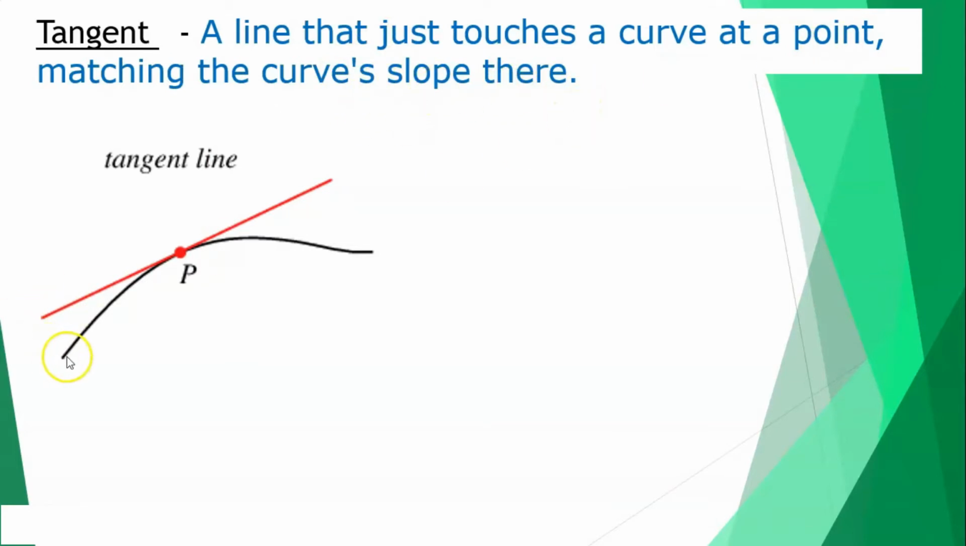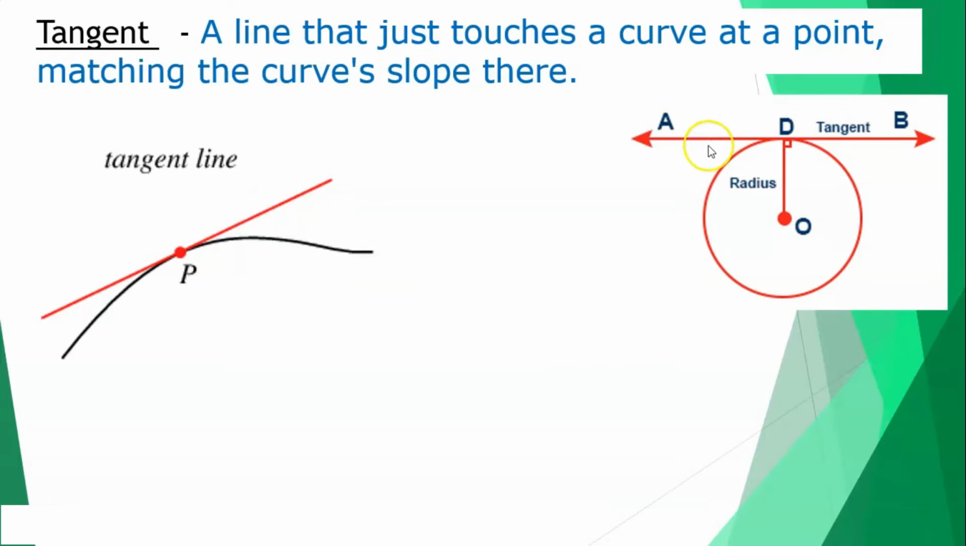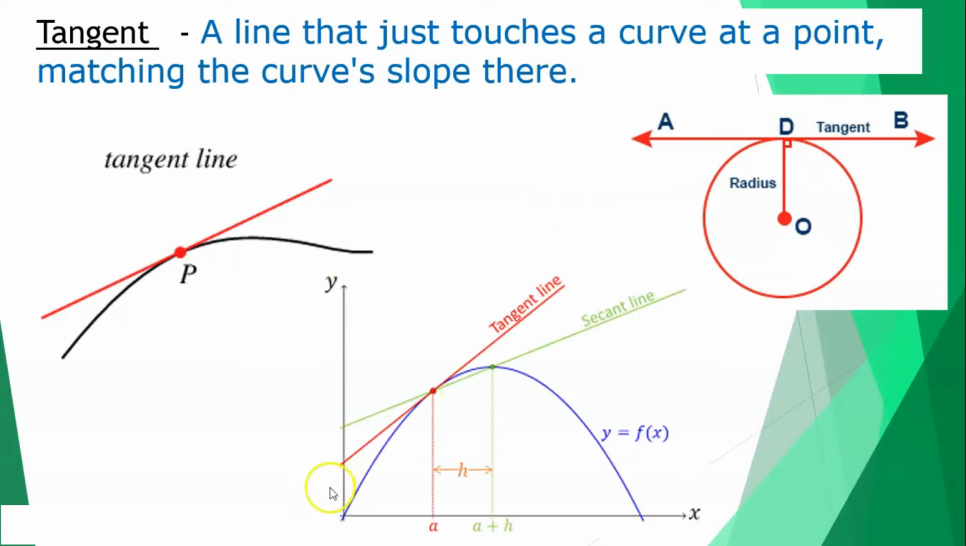Now, given this figure, we have here a curve P. This red line here is the tangent line that touches the curve at point P. Okay, given this, AB is a tangent line that touches circle O at point T. Now, given this, the red line here is the tangent line.